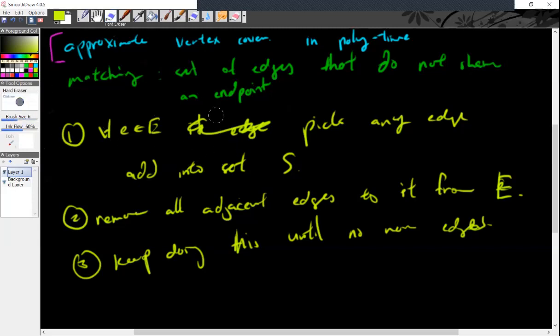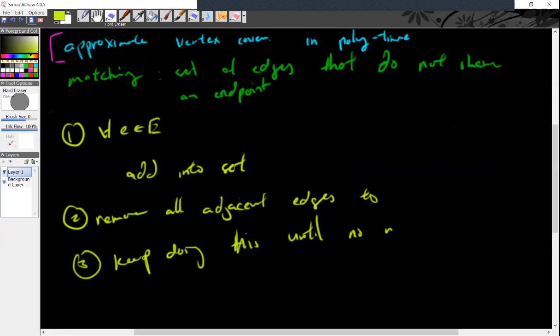Sorry, a matching, right? The reason why this should give you a matching is, okay, the first thing is this definitely gives you a matching. You definitely will not have two edges in the same set that share any endpoints, because you're going to remove all of the adjacent edges anyway. So no endpoints are going to be shared. The next thing that I want to argue is that any edge is going to be either in set S or adjacent to set S.